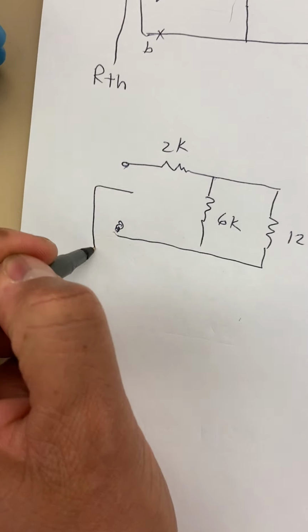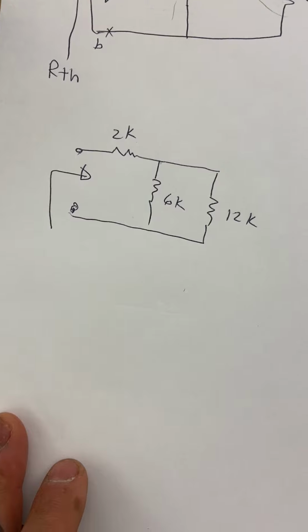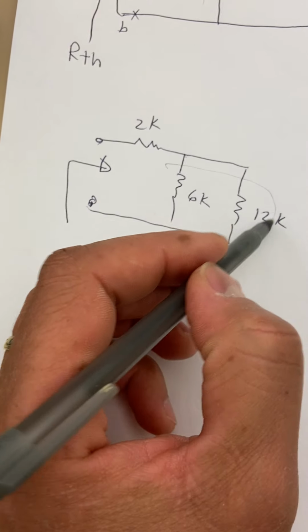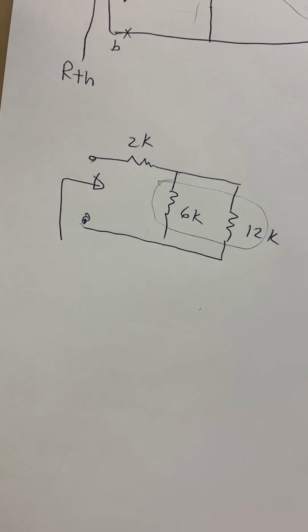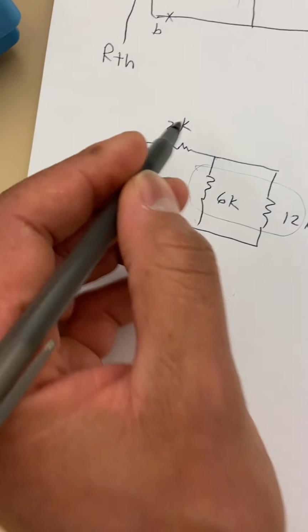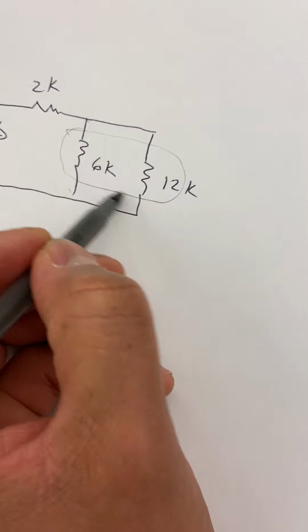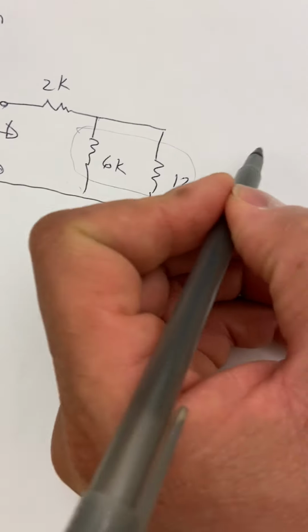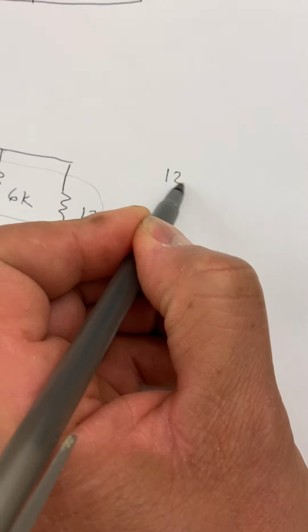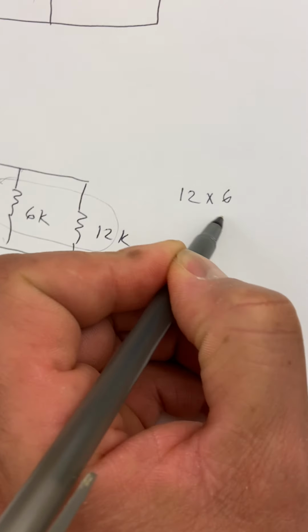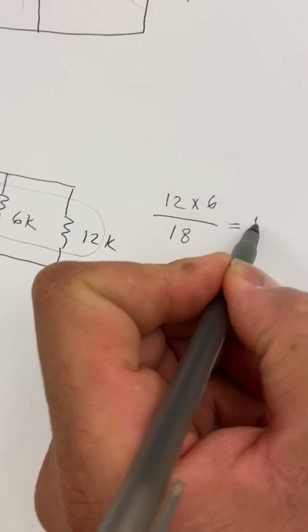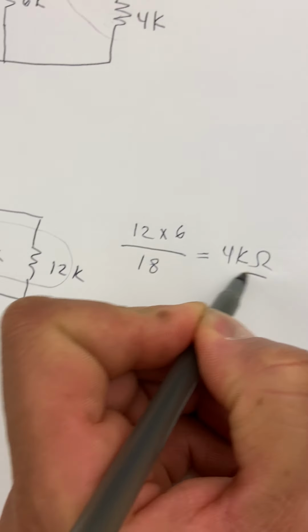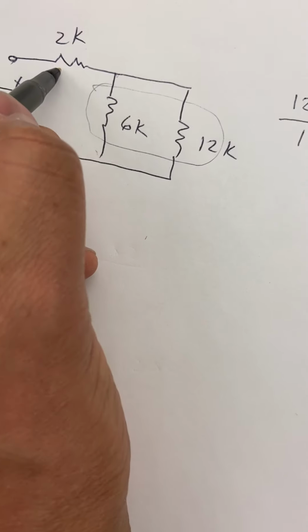Okay, I'm still looking at this side. The next one, those two resistors are in parallel, in series with this one. If you find the equivalent resistance for this value here, it will be 12 times 6K divided by 18 by the addition. So you end up with this one, 4 kilo ohm. So this 4K is in series with this one.